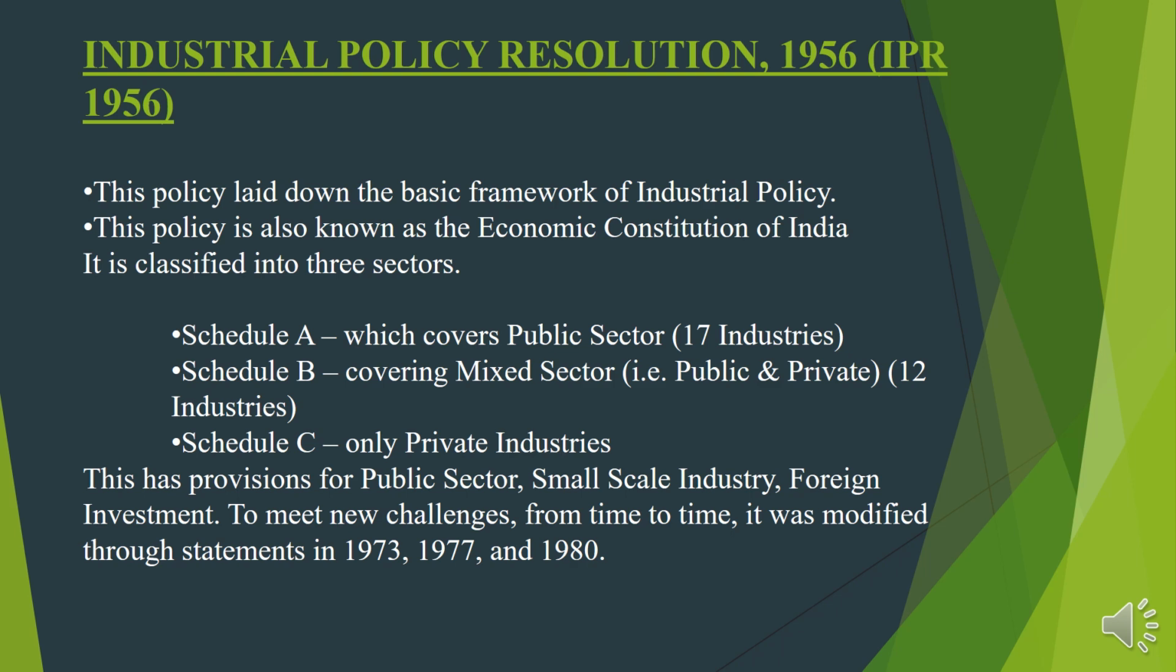Next, industry policy resolution in 1956. This policy laid down the basic framework of industry policy. This policy is also known as the Economic Constitution of India. It classified industries into three sectors. The first is Schedule A, which covers the public sector, next is Schedule B, covering the mixed sector, and Schedule C, only the private sector. These have provisions for public sectors, small scale industries, and foreign investments. To meet challenges from time to time, it was modified through statements in 1973, 1977, and also 1980.